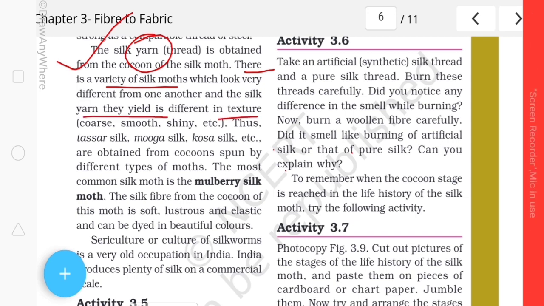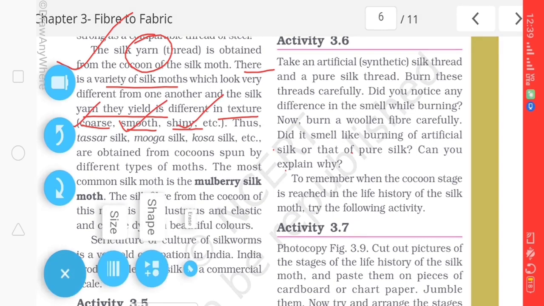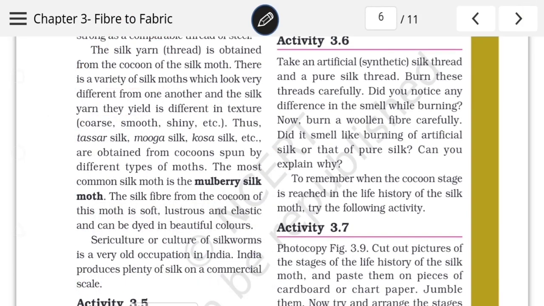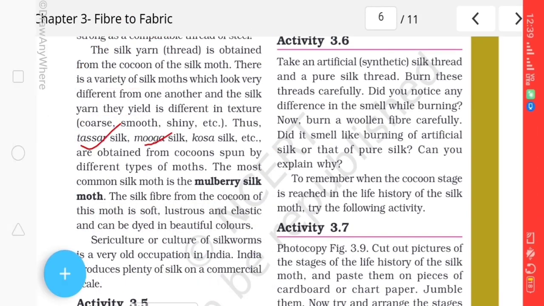They may be coarse, or they may be smooth, or they may be shiny. Coarse means it is not so smooth nor shiny, it is a little bit rough. So some of the silk fibers may be coarse, some smooth, and some shiny. Some of the names of silk fibers are Tussar silk, Muga silk, and Kosa silk, which are obtained from cocoons spun by different types of moths.